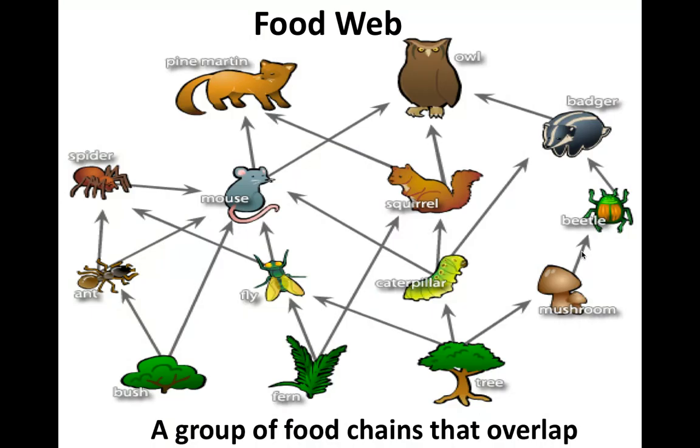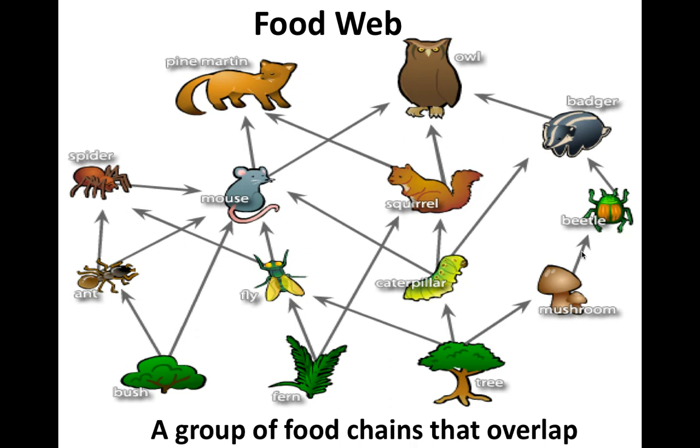And this is an example of a food web. This is a group of food chains that overlap. So, the tree is also going to be giving energy to not only the caterpillar, but it also could be giving energy to a fly as well as a mushroom because a mushroom is a decomposer. And if the tree is dying or parts of the tree is dying, then the mushroom would eat off of those parts.